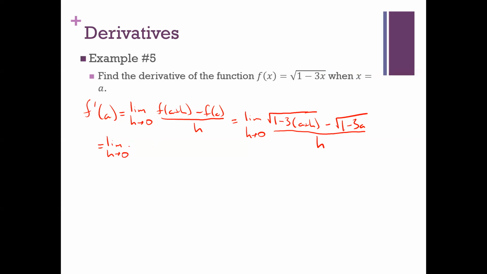So I'm going to multiply this fraction by what? The limit of radical 1 minus 3 times a plus h minus radical 1 minus 3a, all over h. And we're going to multiply this thing by the conjugate, which is the same terms, opposite sign.